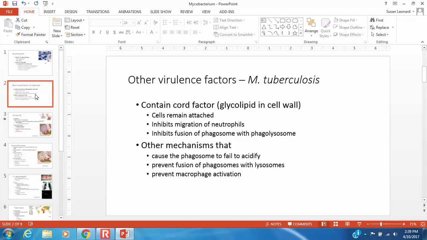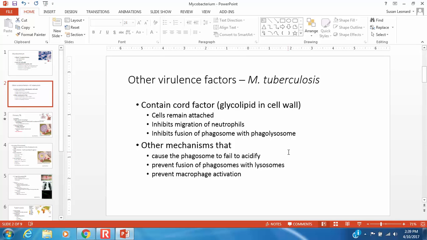We do know that when they're extracellular, that cord factor in the cell wall does have some impact on our innate immunity, inhibits the migration of neutrophils, so they're not going to chemotax towards the invading organism as well. So that cord factor, again, extremely important virulence factor. We know there are other virulence factors that help the organism survive within those macrophages.